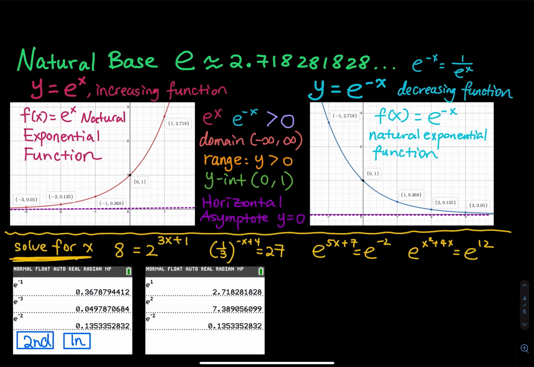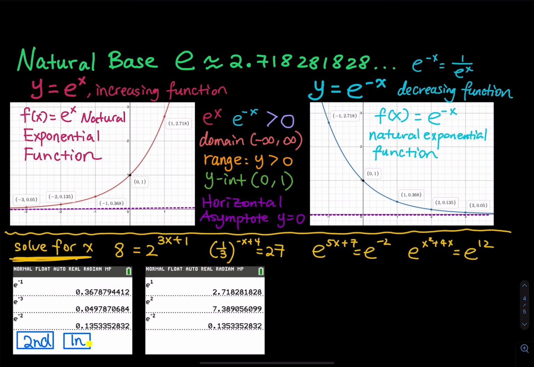Okay, so for the TI graphing calculator, how do you evaluate e to the -1, -3, and -2? So you hit the second button. I am using the TI-84 Plus CE. The second button is in blue, and then you click the LN button. So take a look at the LN button. Do you see that there is an e to the x in blue? So that's why you need to hit the blue key.